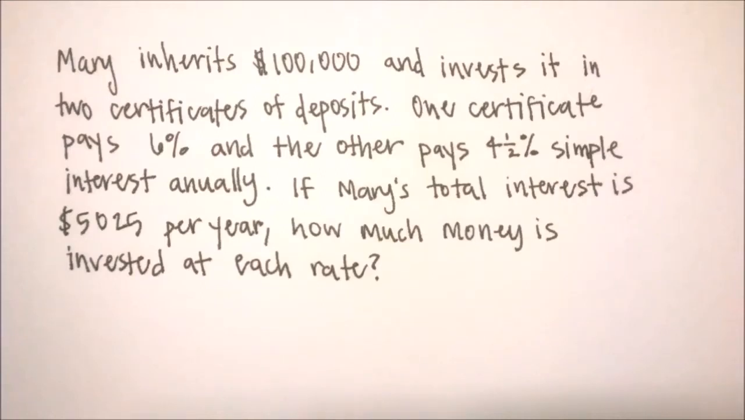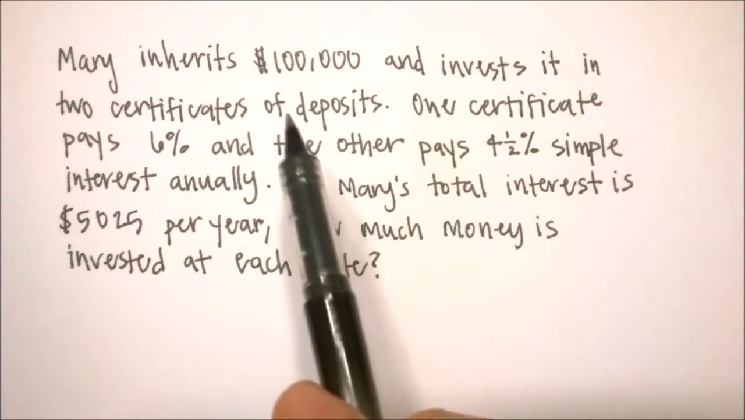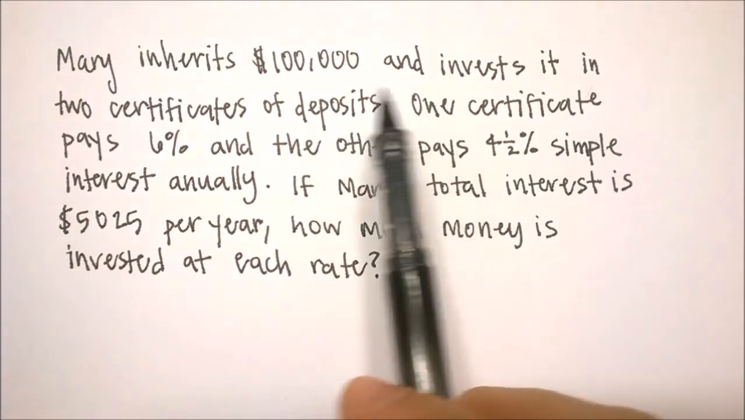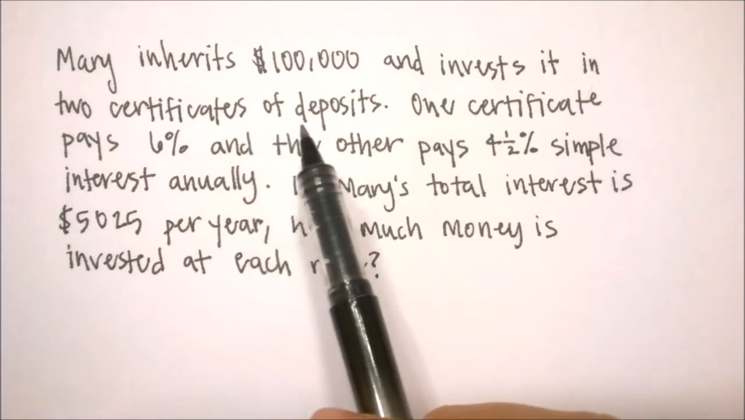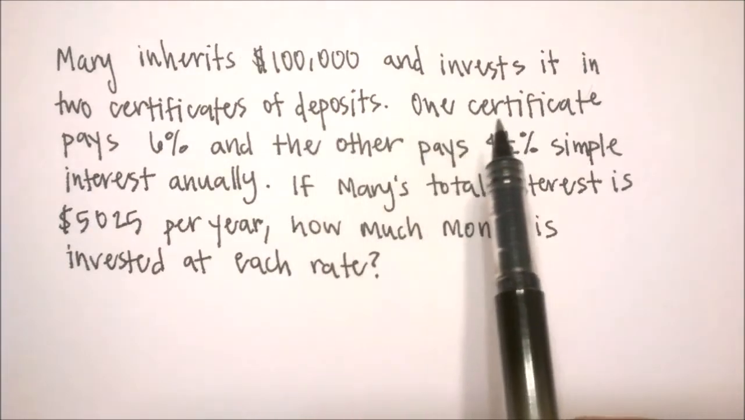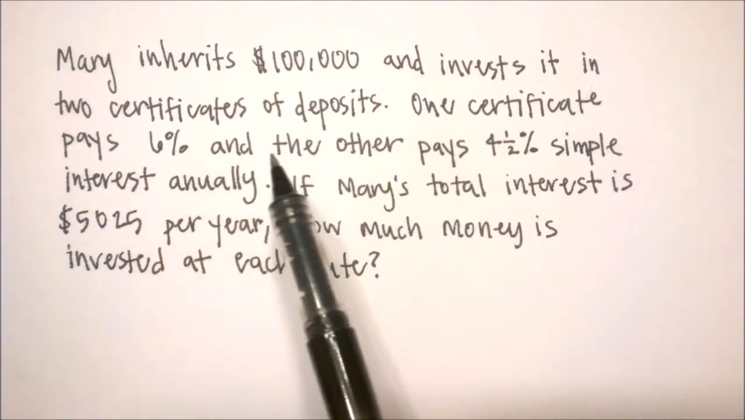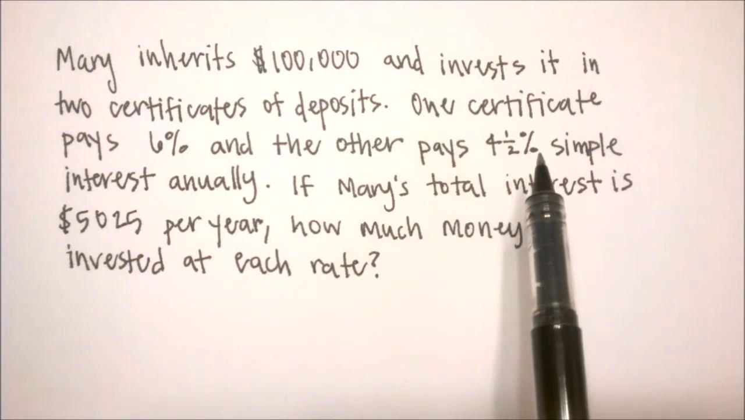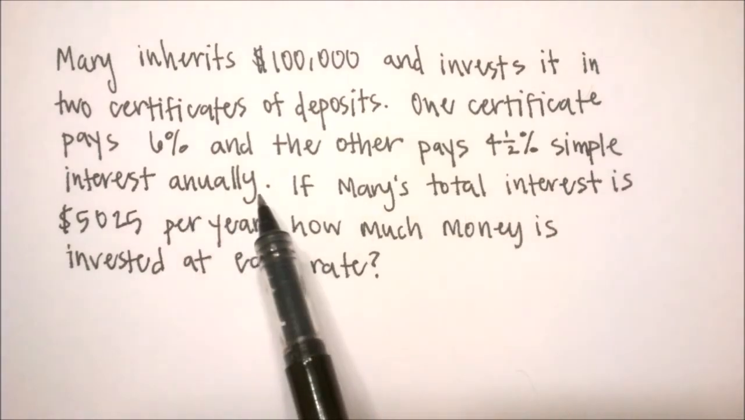Okay, so this problem is an Algebra 1 problem that looks at simple interest and how we can convert that into an algebraic expression in order to solve for two variables. This problem says Mary inherits $100,000 and invests it into two certificates of deposits. One certificate pays 6% and the other pays 4.5% simple interest annually.